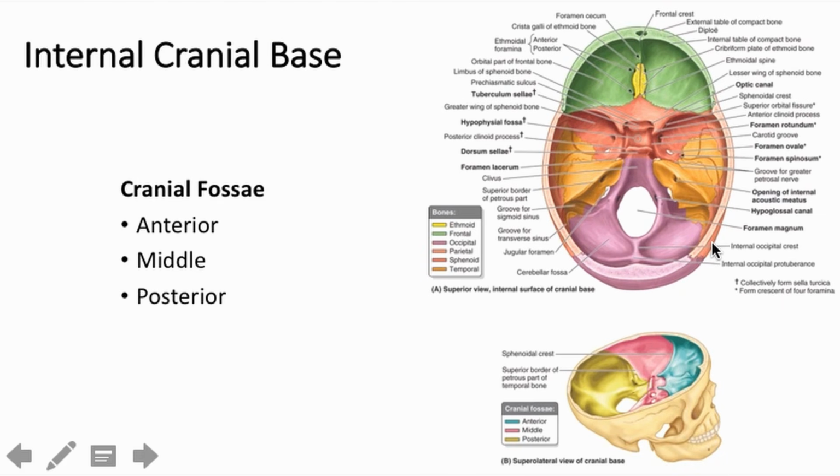Okay, so when we think about the internal cranial base, now we're looking at it where the brain was sitting when it was sitting in the cranium. Again, we can break those up into anterior, middle, and posterior sections. And those are laid out here: anterior, middle, posterior. We'll go through each one of them individually.